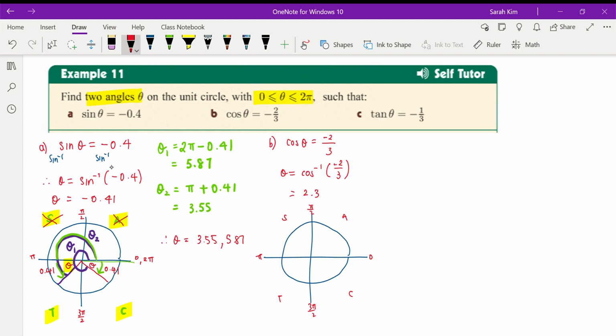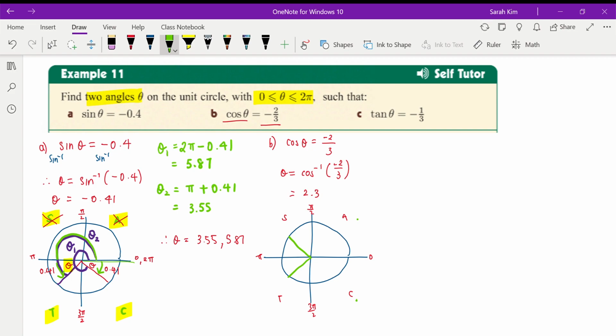So again, my cos theta is a negative value, so I need to make sure I'm looking at certain spots. So my cos is positive over here and over here, so the negative values for cos are going to be over this one and this one. So those are the values we are looking for.